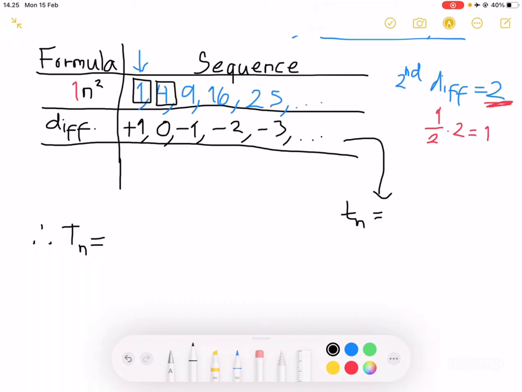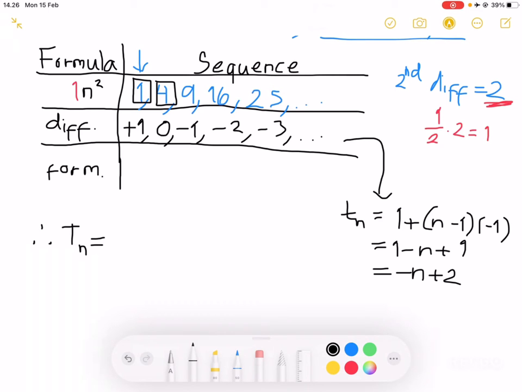This will be the first term, which is positive 1, plus n minus 1 times the difference. In this case, the difference is negative 1, because we subtract 1 to get the next term. After doing this, you'll get 1 minus n plus 1, or just negative n plus 2. So the formula for the difference of these two sequences will be negative n plus 2.